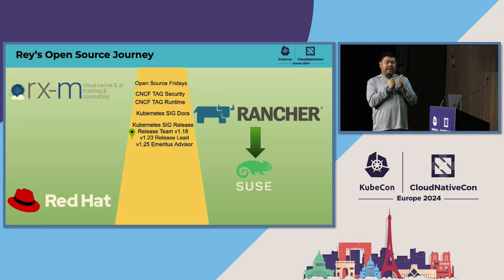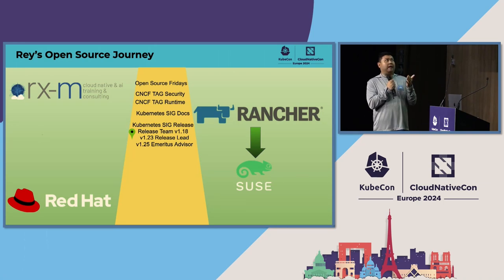Next, I stayed around with seven release teams, and I became a release lead for 1.23. At this time, I moved over to Rancher Labs, because with my experience with Kubernetes, having my CKA, CKAD, and also contributing to Kubernetes as well, it was a natural move to go to Rancher Labs.